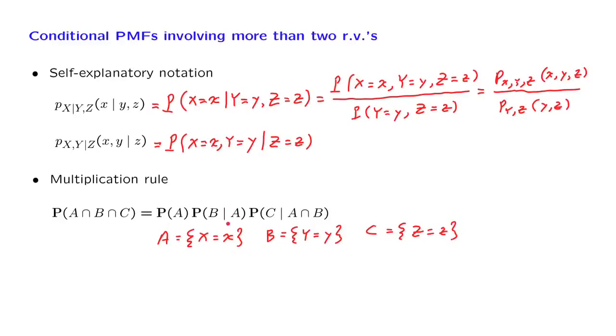Then we can take this relation, the multiplication rule, and translate it into PMF notation. The probability that all three events happen is equal to the product of the probability that the first event happens. Then we have the conditional probability that the second event happens, given that the first happened, times the conditional probability that the third event happens, this one, given that the first two events have happened.